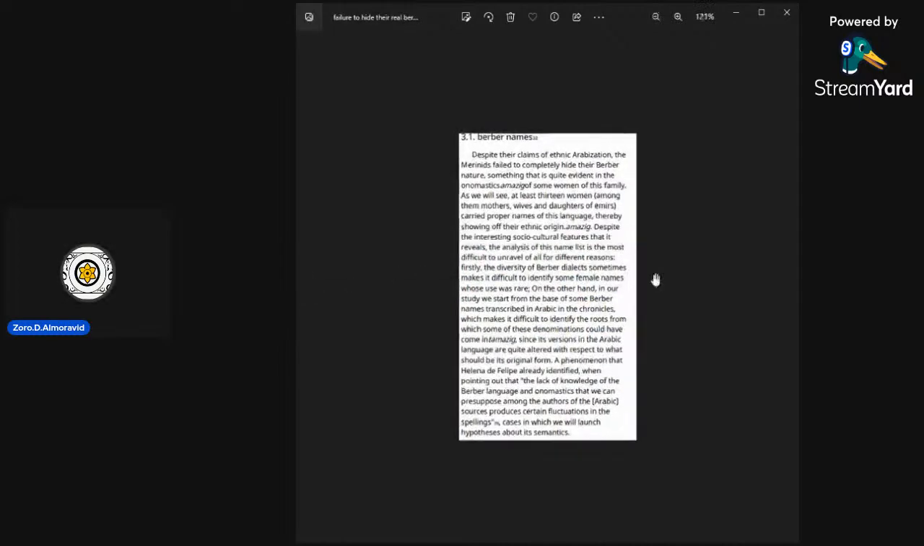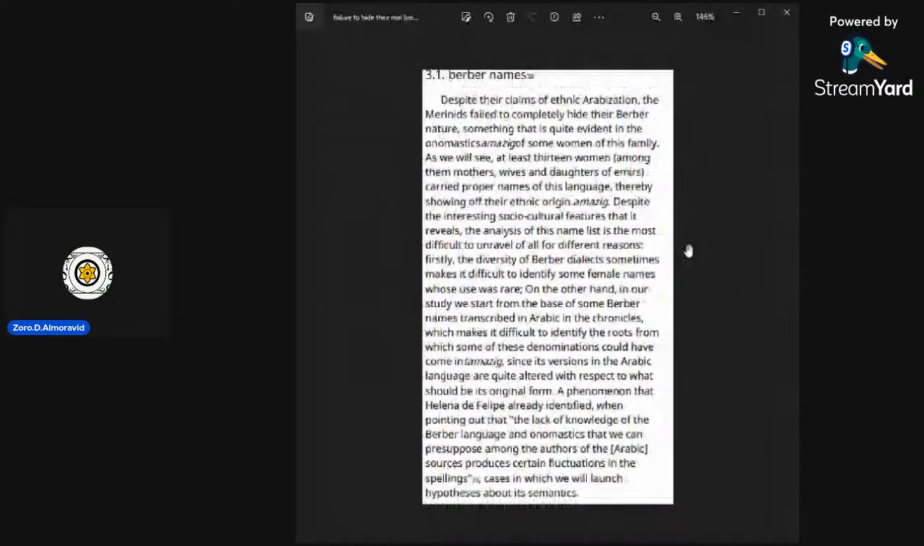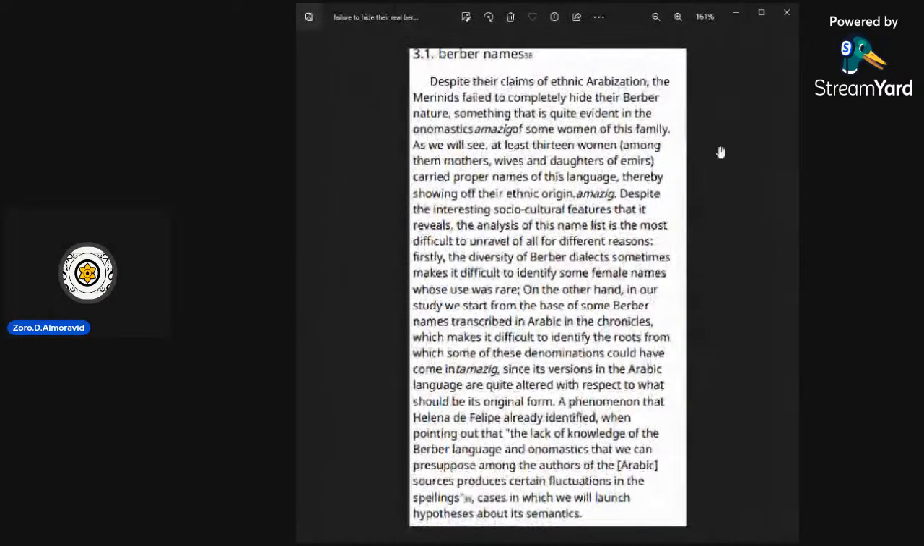So now we're going to talk about the failure of hiding their real Berber identity. Despite their claims of ethnic Arabization, the Marinids failed to completely hide their Berber nature, something that is quite evident in the Amazigh onomastics of some women of this family. As we will see, at least 13 women amongst the mothers, wives, and daughters whom I previously mentioned carried proper names of this language, thereby showing off their ethnic origin, Amazigh.